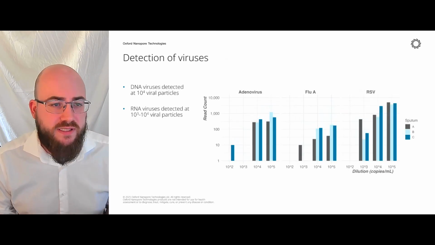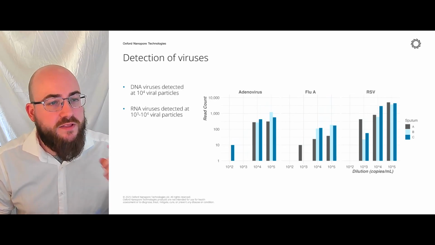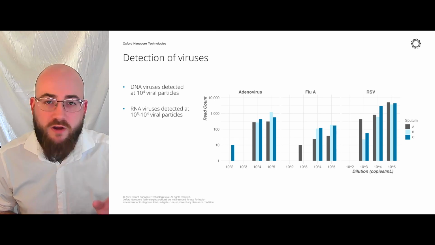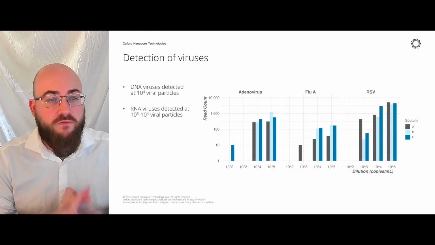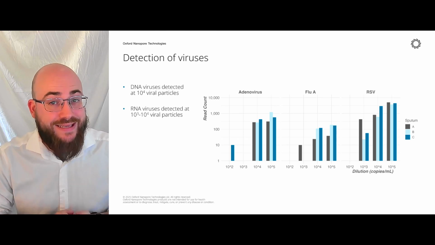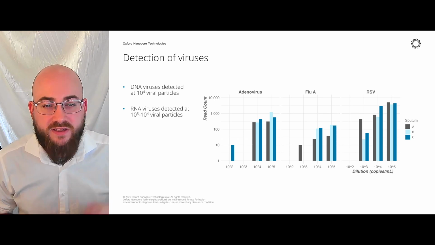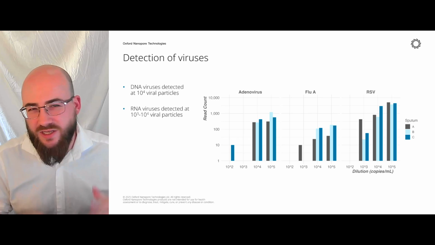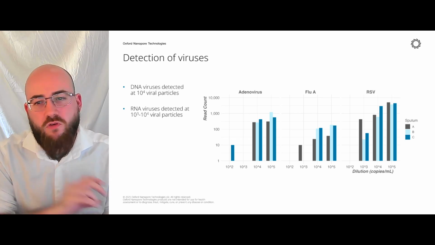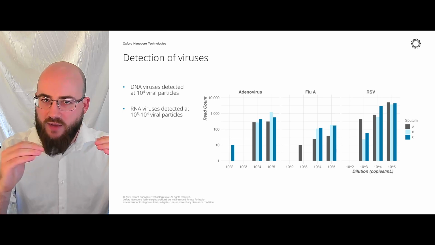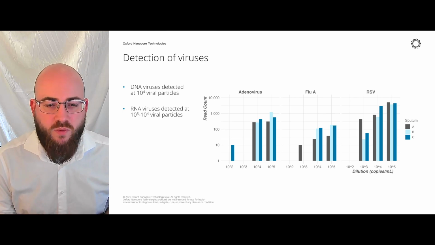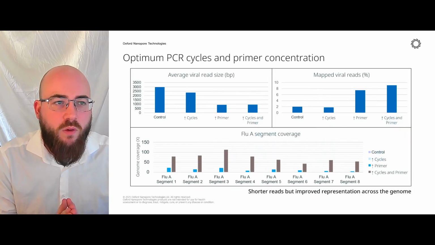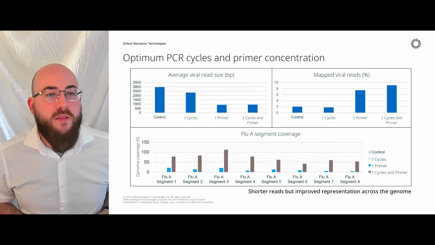Now, looking at viruses, we've done the same thing here. DNA viruses, that's the adenovirus for the DNA virus, it got down to 10 to the 4 viral particles. Flu A, that is an RNA virus, but it's also a segmented RNA virus. That we found here down at 10 to the 4. And RSV, covering RNA viruses again, that was down at 10 to the 3. So 10 to the 3 to 10 to the 4 is what we would expect in terms of how sensitive we are detecting viruses here. And we've got all our bases covered here, right? DNA, RNA, segmented RNA.